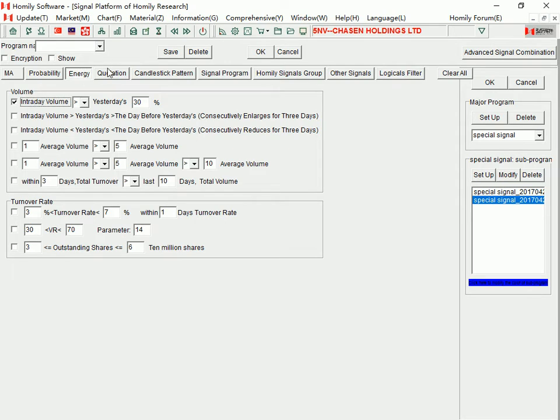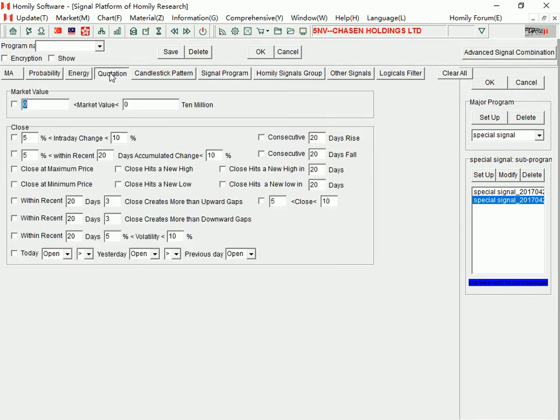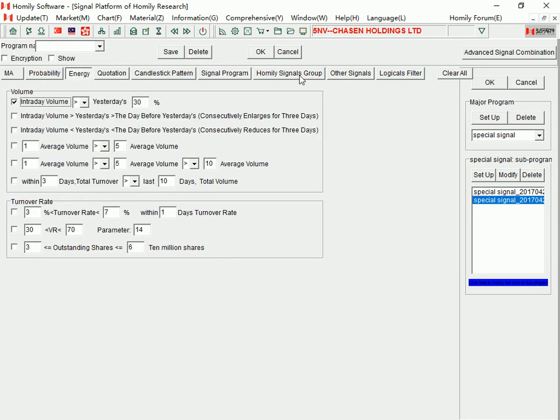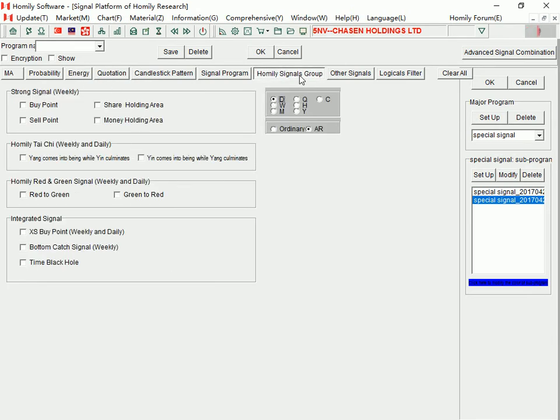Then we click quotation. This is the first one. Then we click homely signal group, strong signal, we click buy point. Because this is a turning point, which means when the turning point appears, the market may go up, the price may rise. So this is the second step.